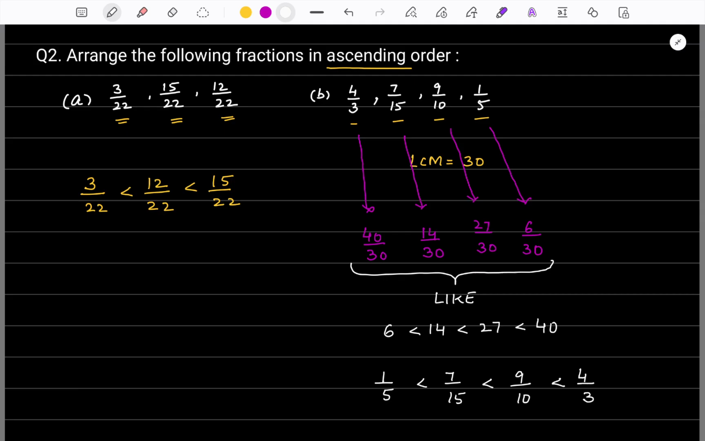So we have solved the examples for comparison of fractions, and we have done it by cross multiplication as well as for like and unlike fractions. So with this we come to the end of this chapter, and we will be meeting up again in the third part of the series, which will be about addition and subtraction of fractions.